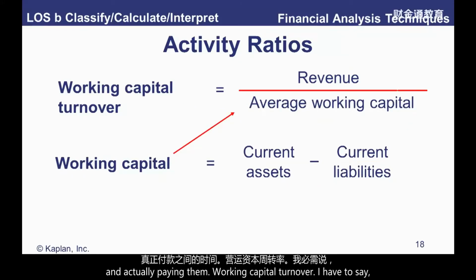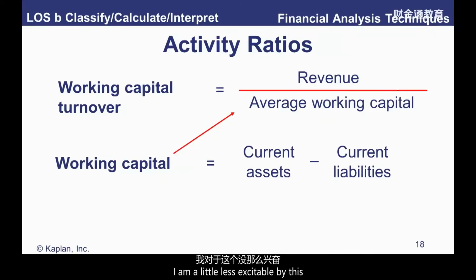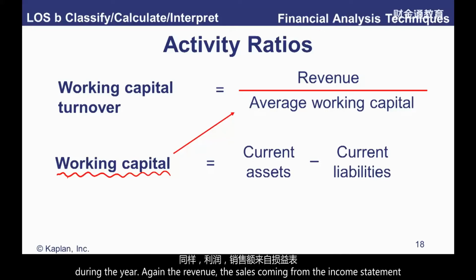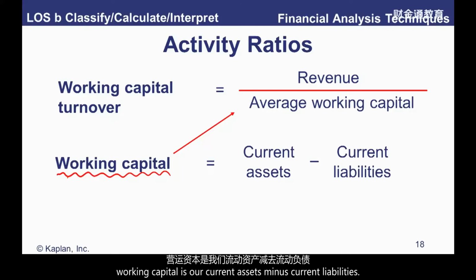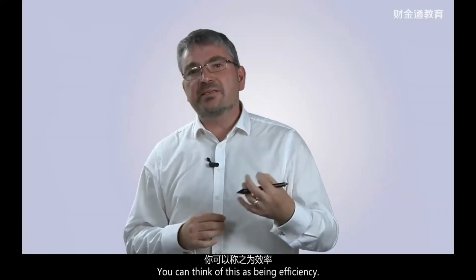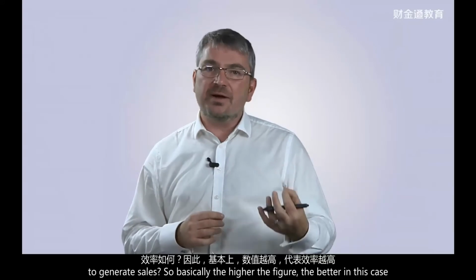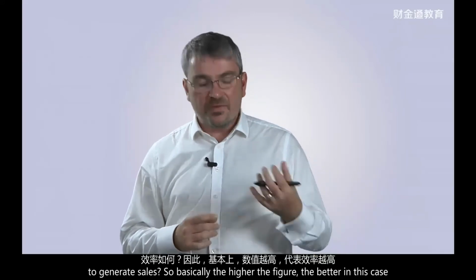Working capital turnover, I have to say I'm a little less excited by this. First of all, let's start with our definition of working capital. Now, definition of working capital here is simply current assets minus current liabilities. Okay, so we're looking at our sales divided by the average working capital during the year. Again, the sales figure comes from the income statement, working capital is our current assets and current liabilities, hence a balance sheet item. How do we interpret it? Well, you can think of this as being efficiency. How efficient are we at using our working capital to generate sales? So basically, the higher the figure, the better in this case.